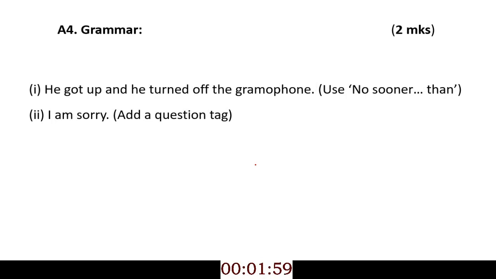Let's see what the question is. He got up and turned off the gramophone. You'll have to rewrite using no sooner than. And the next one is I am sorry. Add a question tag. So try to get 2 out of 2 here. Enjoy the music as you attempt the answer. I'll see you in some time.